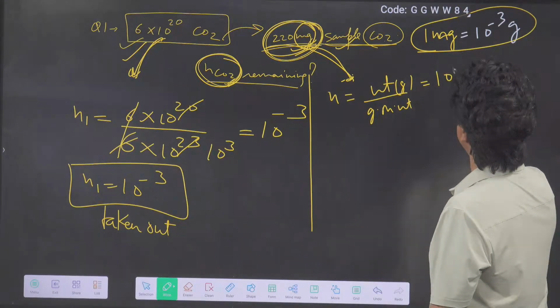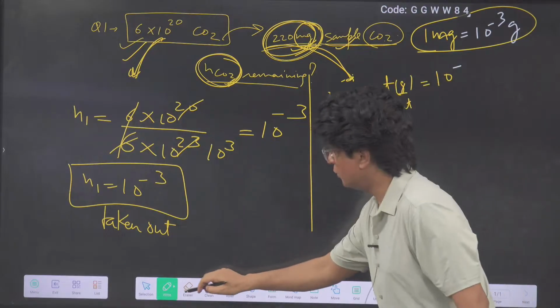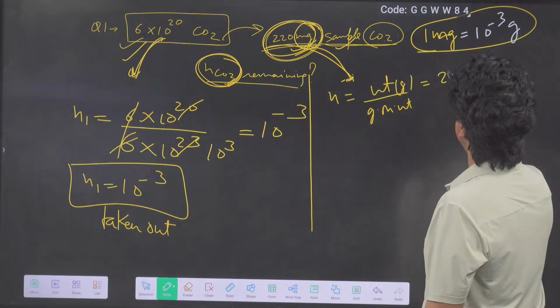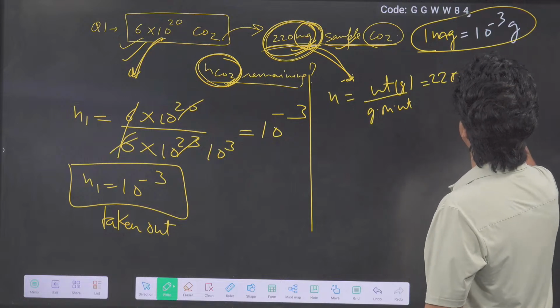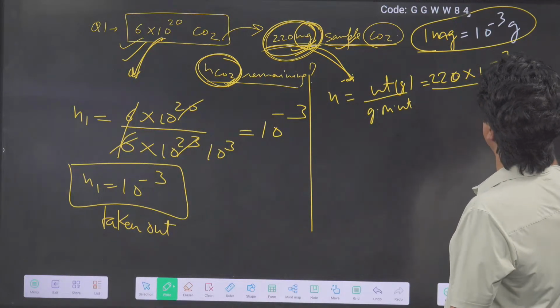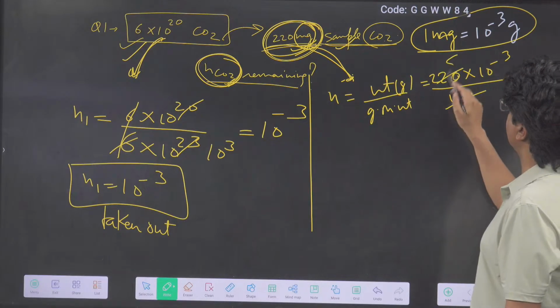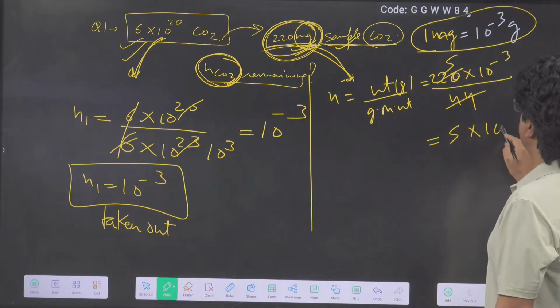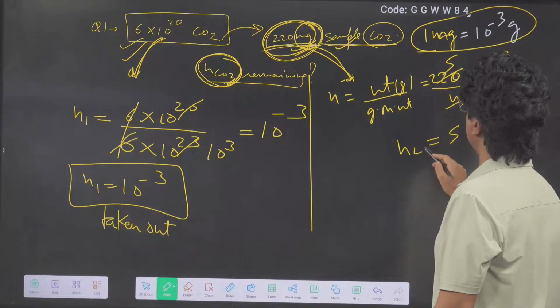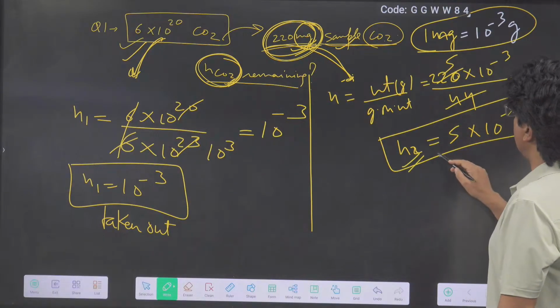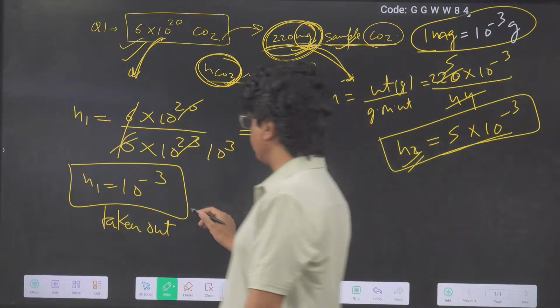So 10 to the power of minus, sorry, 220 into 10 to the power of minus 3. This is in grams, and the gram molecular weight is what? 44, right? This will be 5 into 10 to the power of minus 3. This is supposed to say N2, right? So these are the initial number of moles, and these are the moles taken out.